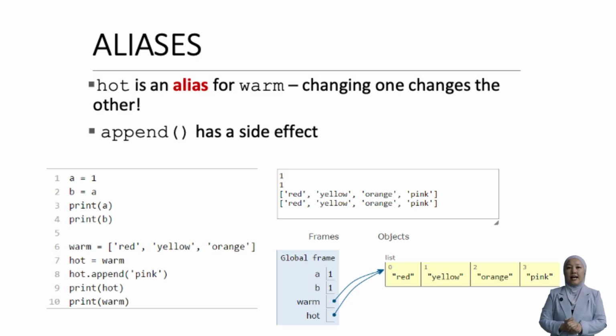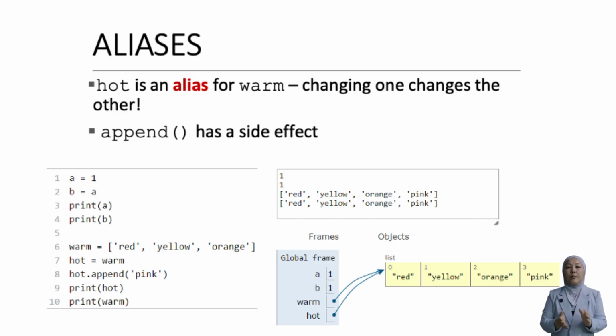Let's see aliasing in action. We have warm equals red, yellow, orange. We assign hot = warm. Hot is now an alias, another name for the same list object. When we call hot.append(pink), we mutate the single shared list. Printing hot shows red, yellow, orange, pink. Printing warm shows the same result. There aren't two lists, there's one list with two names.